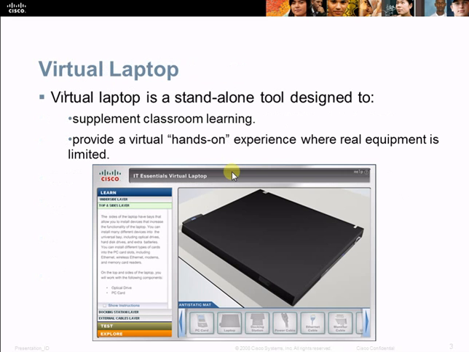There is a software component you can download, Virtual Laptop, and this will allow you to walk through installing the different pieces of a laptop and become familiar with the CPU and the battery and RAM and how they go into a laptop.